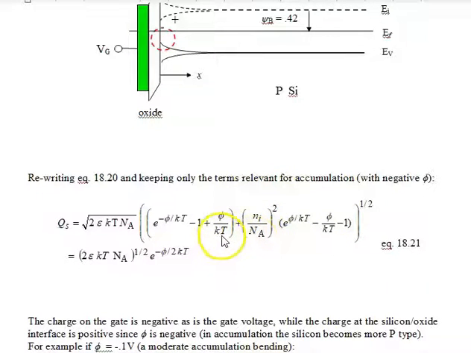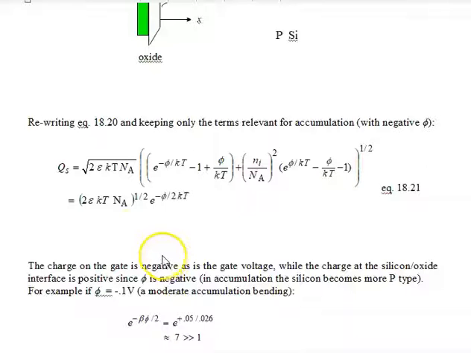So one can argue that this term may have a little bit of an issue, but if phi is even, oh gosh, say 100 millivolts or so negative, this term is going to dominate. And if this term is the only term we're considering, we have a square root, so that is the 2 here, phi over 2 kT.